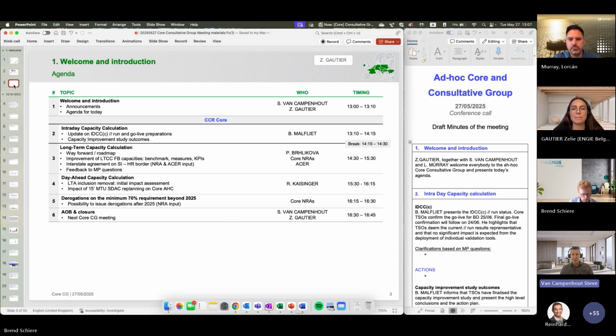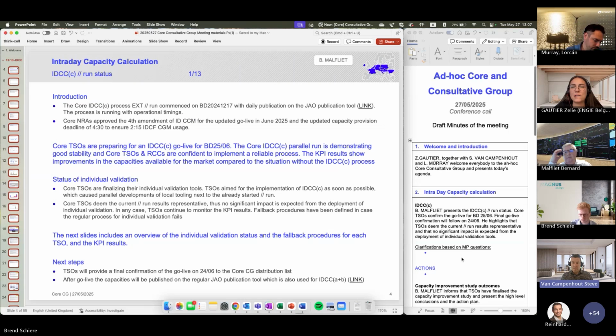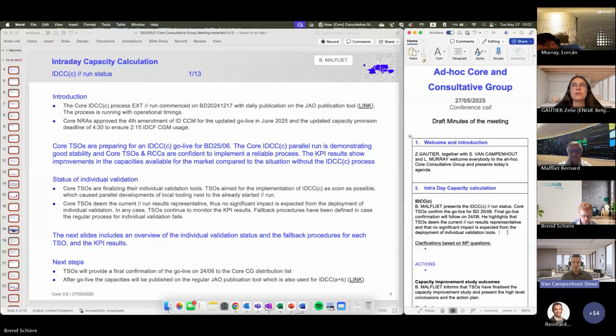Then let's start with the first topic of today, intraday capacity calculation. We have Bernard here in the virtual room with us, and he will start with the IDCCC project, for which I think we've just sent out a communication. If you check your mails in parallel, you will see that we have confirmed the date and the process for the go-live. This is what Bernard will now elaborate upon in his presentation.